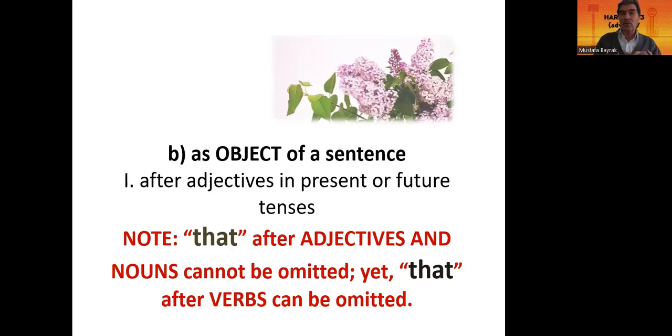It is a useful point that you cannot omit "that" after adjectives and nouns. Let's accept it like this: there is a speech pattern, okay? Adjective that, noun that. So we should always think of them together.